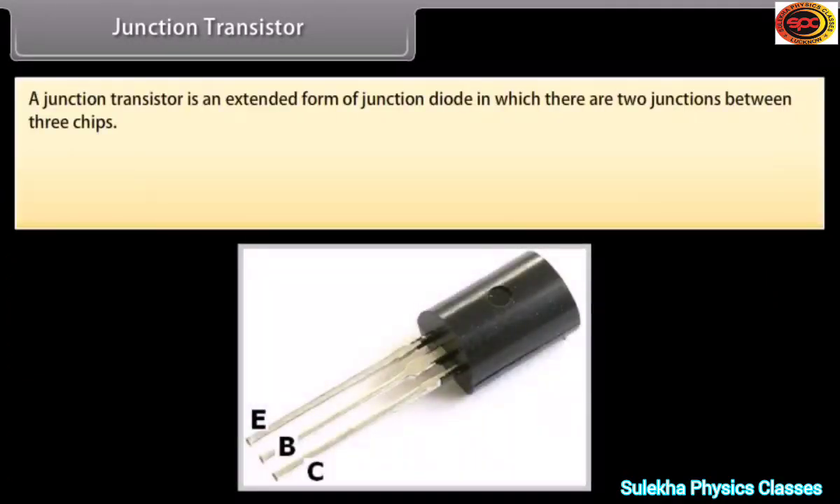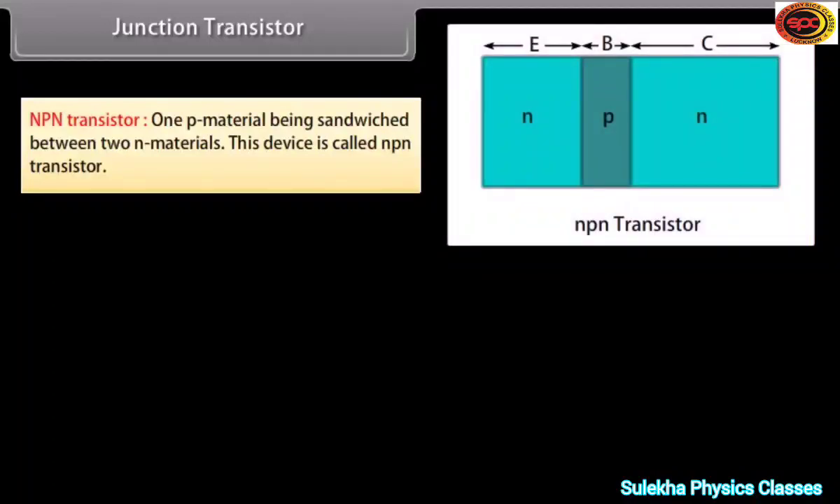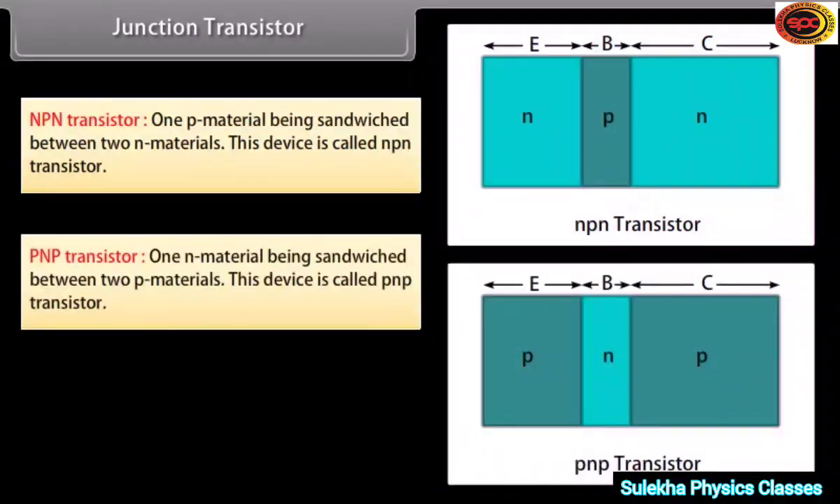Junction transistor. A junction transistor is an extended form of junction diode in which there are two junctions between three chips. There are two kinds of transistors: NPN transistor and PNP transistor. In the NPN transistor, one P material is sandwiched between two N materials. This device is called an NPN transistor. In the PNP transistor, one N material is sandwiched between two P materials. This device is called a PNP transistor.